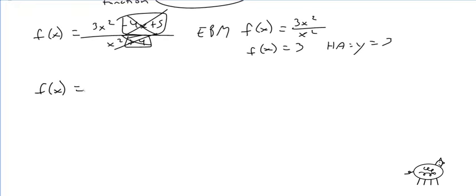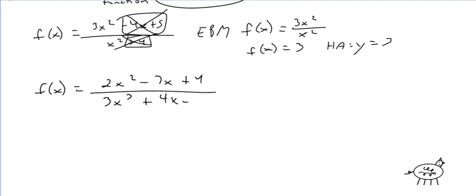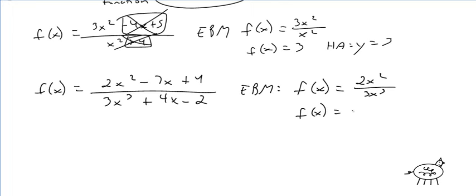f of x is equal to 2x squared minus 7x plus 4 over 3x cubed plus 4x minus 2. Okay, and my end behavior model is going to be f of x... I'm just going to look at 2x squared over 3x cubed. So you guys agree my end behavior model is going to be 2 over 3x.